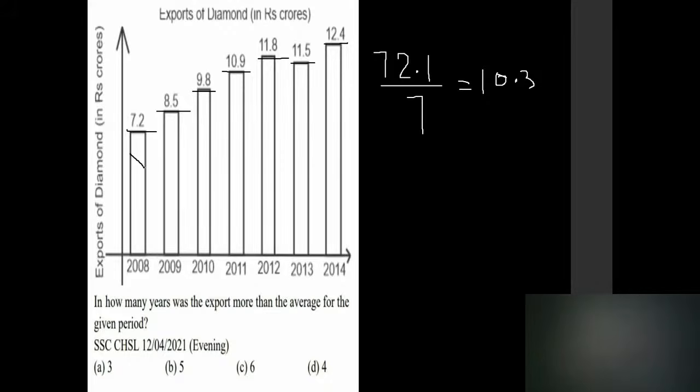7.2 is not more than 10.3, so this is cancelled. 9.8 is also cancelled. 10.9 is more than 10.3, so this is counted. 11.8 is also more than 10.3, so this is correct. Next 11.5 and 12.4. So we have 4 years which are more than the average. So the answer for this one is 4.